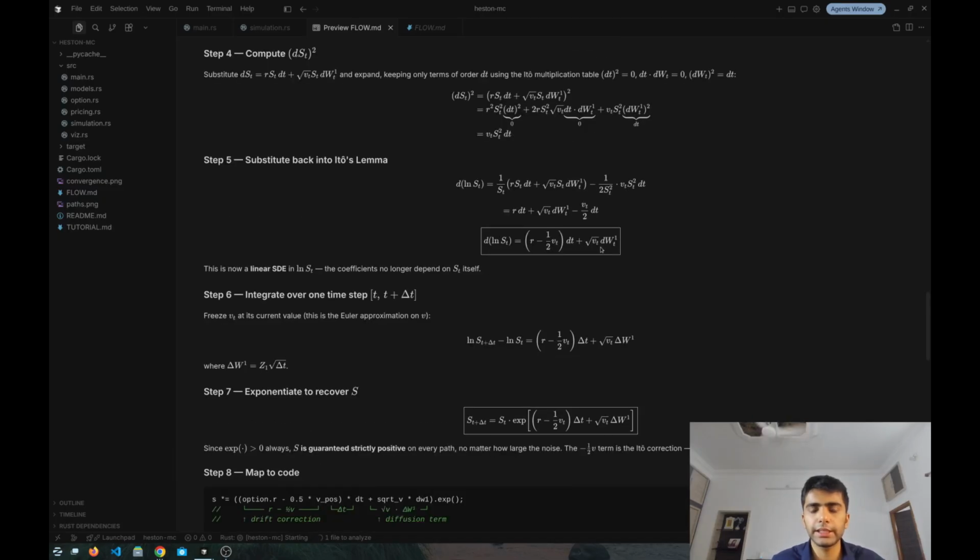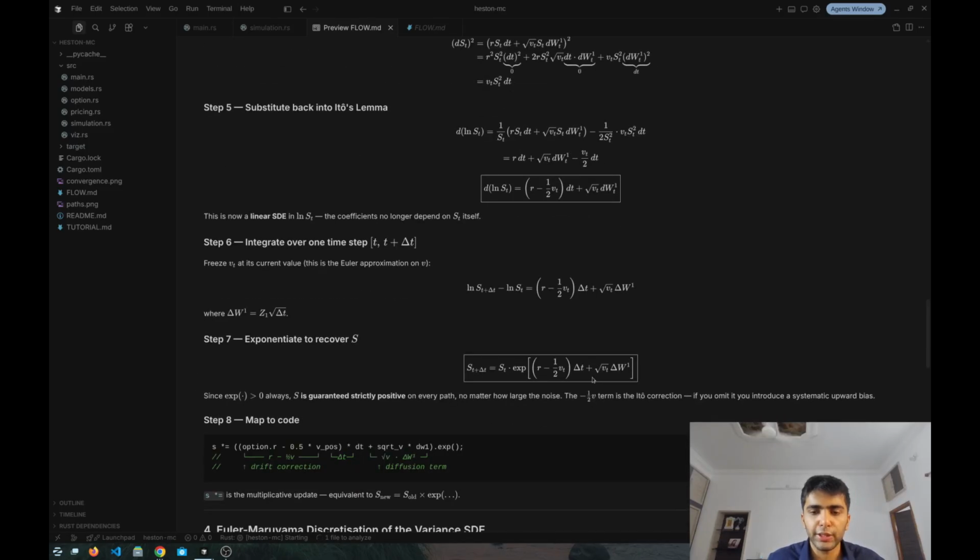Now as we can see in this equation, after doing calculation in log space, we have converted the earlier complex SDE into a linear SDE. And you can see that the right hand side is no longer dependent on the S_T coefficient. In the next step, we integrate it over one time step. So we write ln S_T as ln S_(T+delta t) minus ln S_T, and we exponentiate both sides, and after simplifying the exponentiation, we get this final term, which we are going to use in calculations while doing the Monte Carlo simulation.